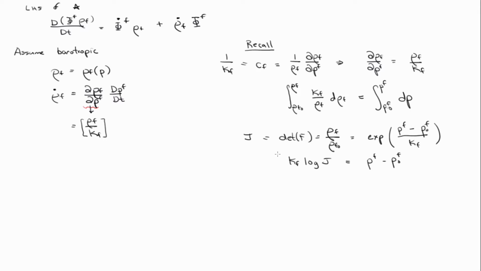Now, let's take the material time derivative of both sides of the equation. So we get d/dt p f, that's a p. I'm trying to make my rho's and p's distinct here. So that's d/dt p f is equal to K f d/dt log J.